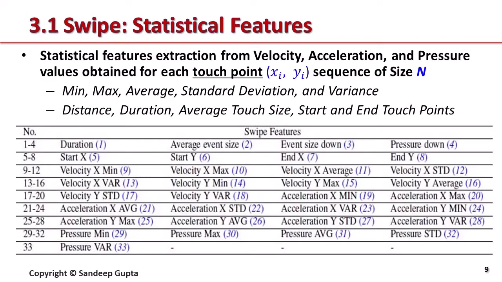Statistical features like min, max, average, standard deviation, and variance can be derived from the velocity, acceleration, and pressure values for all touch sequence data acquired for a swipe action. You can also compute swipe distance, duration, average touch size, and start and end touch points. In the slide, you can observe the statistical swipe features that can be computed and extracted from raw data.